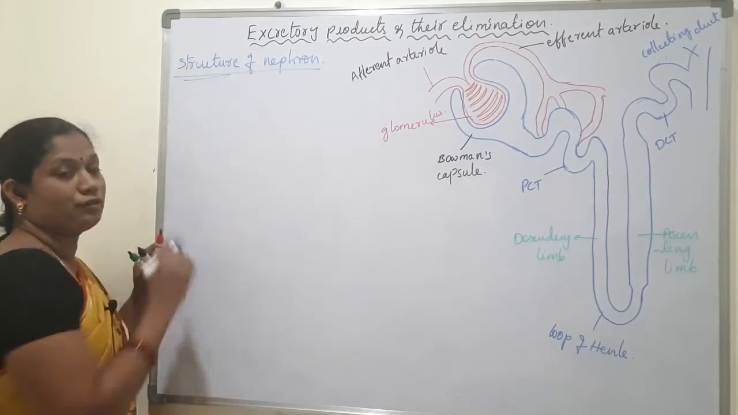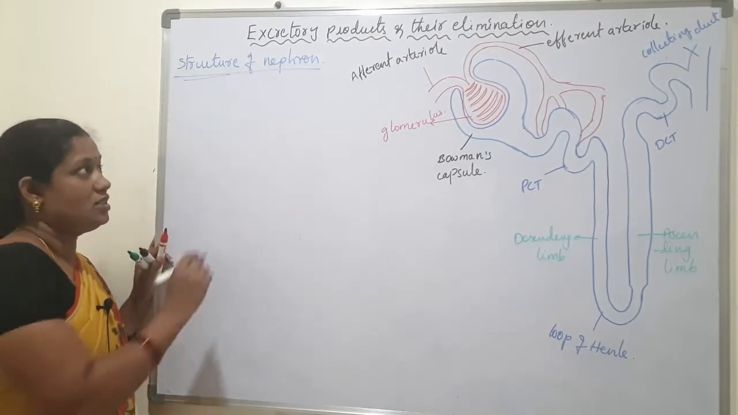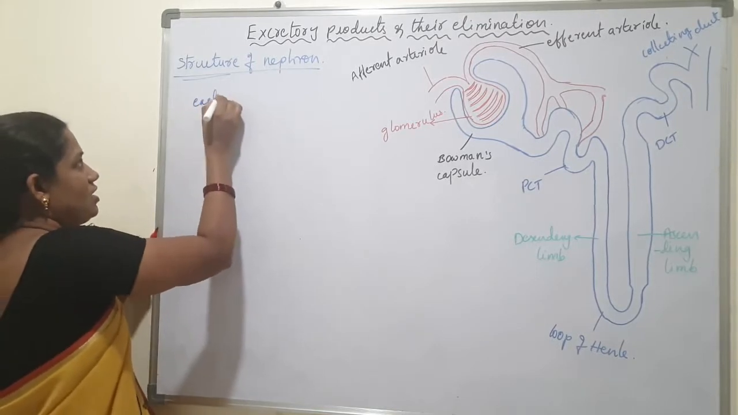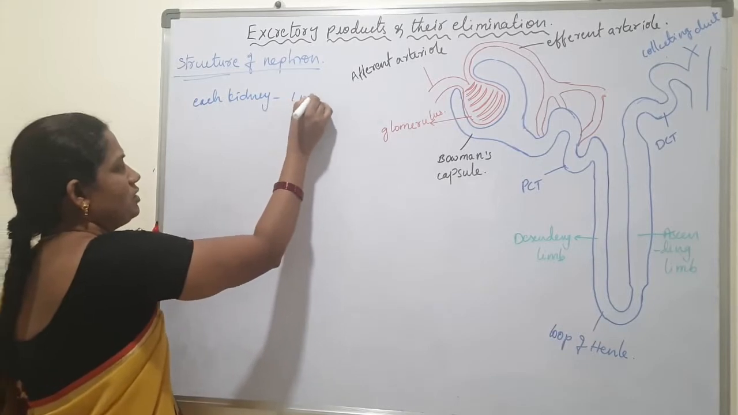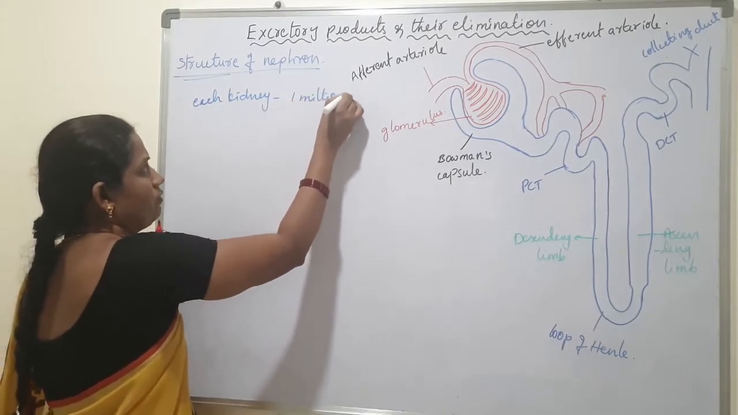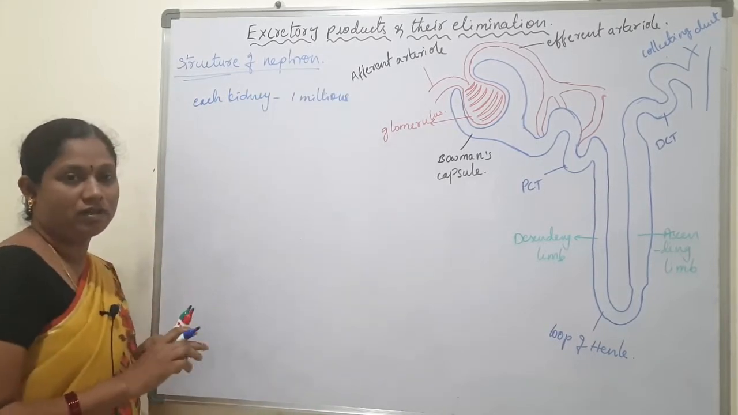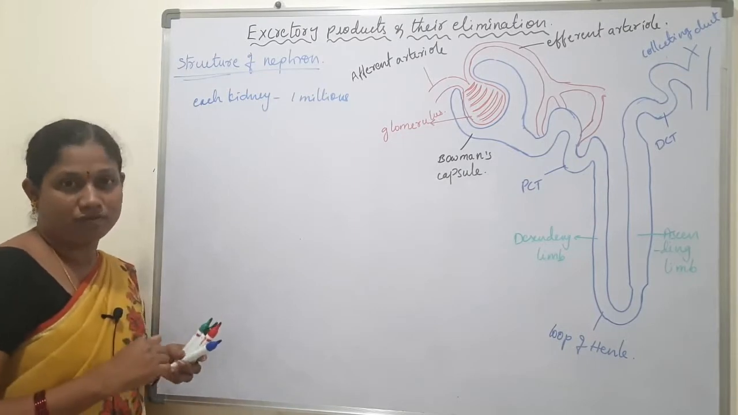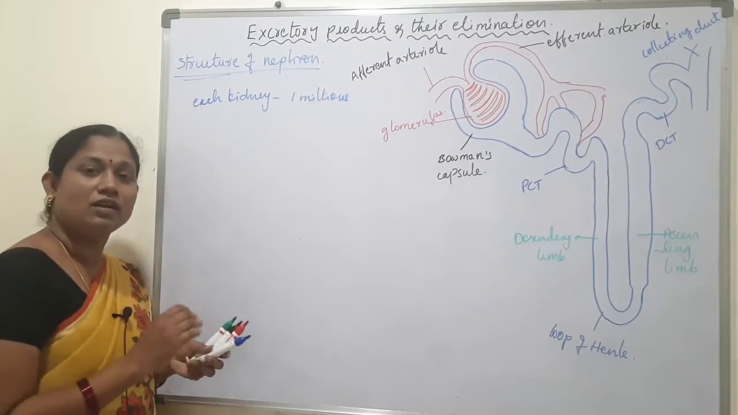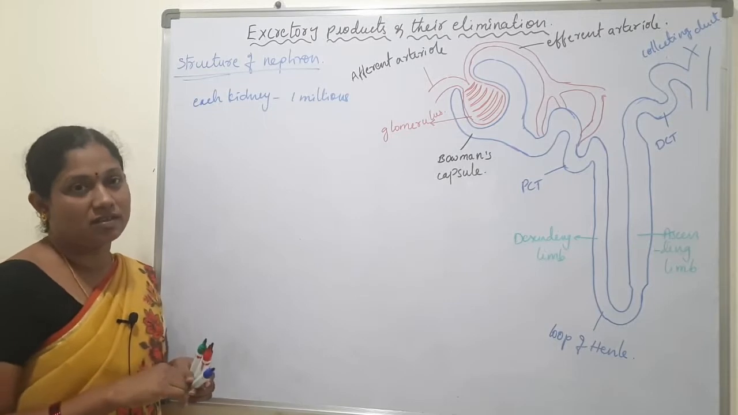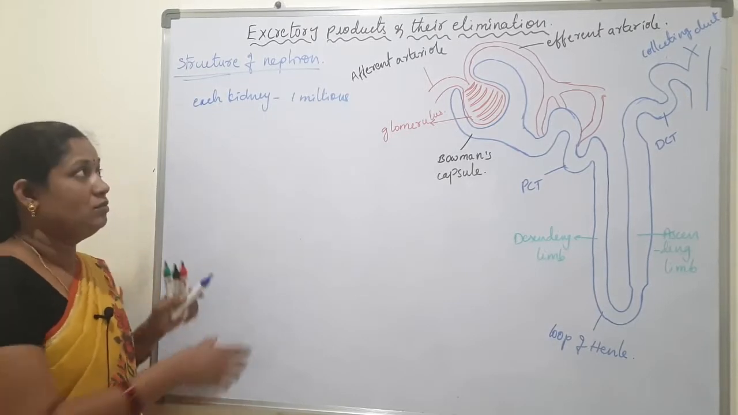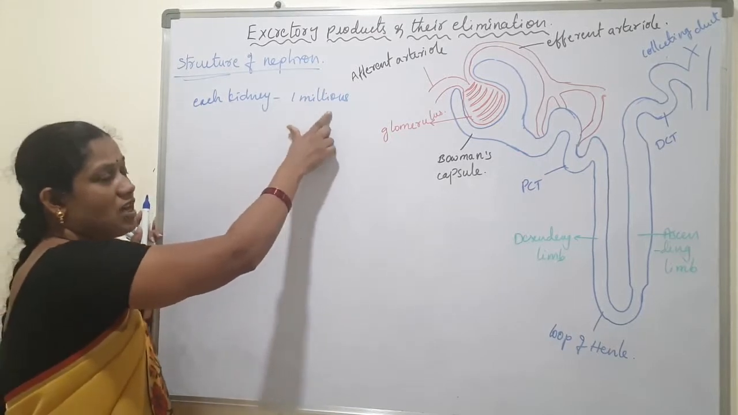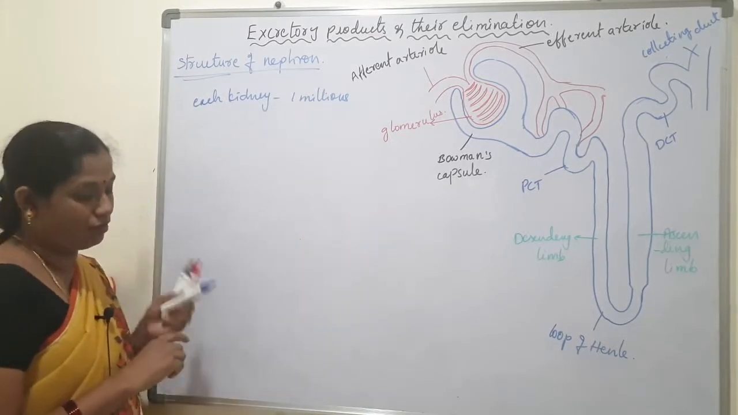Okay, structure of nephron. In each kidney there are millions of nephrons. We have one pair of kidneys. Already we have learned in a previous video about the excretory system, and the kidney structure is also something we have learned. So each kidney has millions of nephrons.